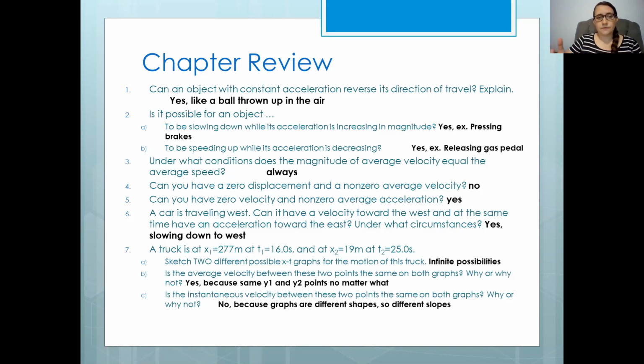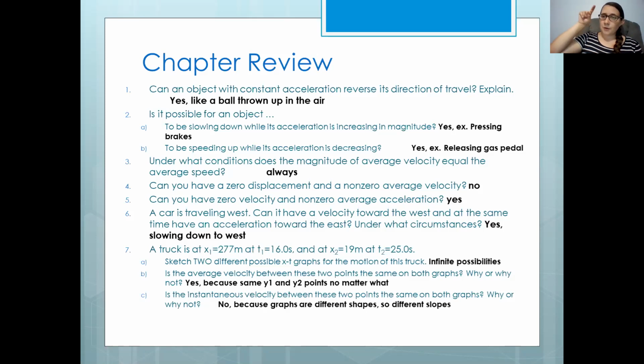Number 5, can you have zero velocity and non-zero average acceleration? Yes, that would be like the example in number 1, right? So our average acceleration for this ball being thrown up into the air and coming back down is always down towards the center of the earth. That's the acceleration due to gravity.